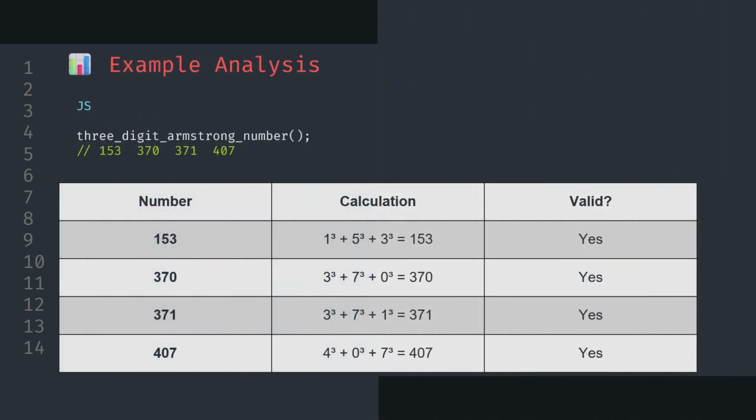Let's look at some Armstrong numbers. 153, 370, 371, and 407 all satisfy the Armstrong condition. For example, 371 is valid because 3 cubed plus 7 cubed plus 1 cubed is 371. All four numbers are identified by our program.